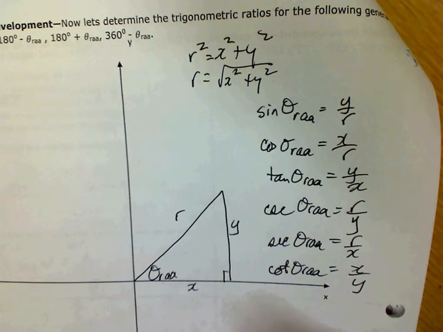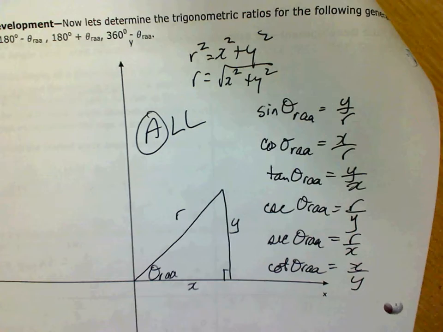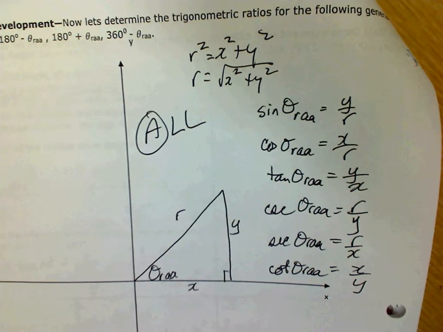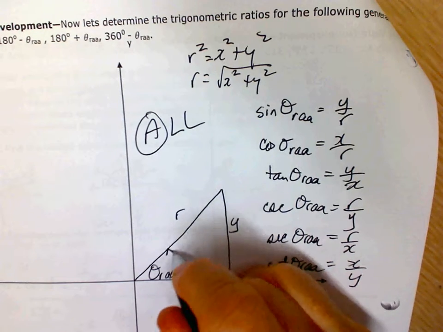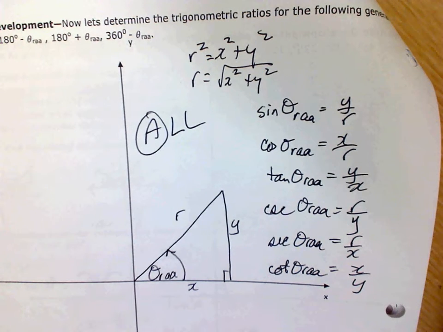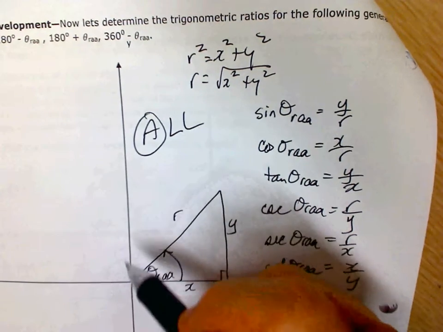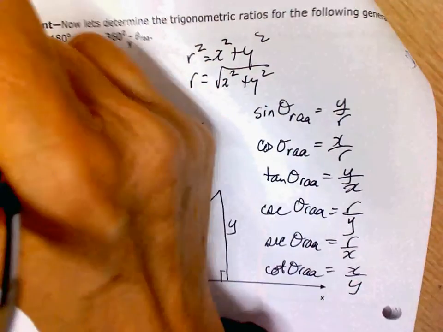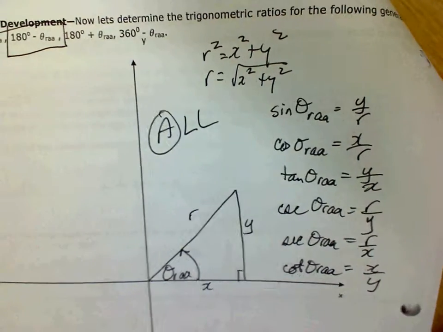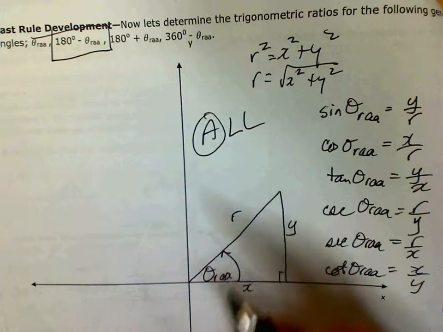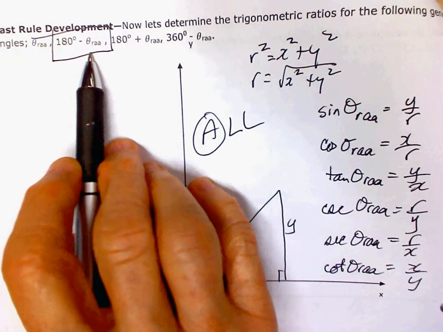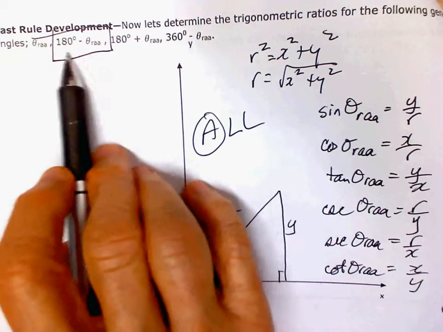All of them are positive here. All of them. Okay. Does this make sense so far? Now, any angle in this quadrant is 180 minus theta RAA, right? So if theta RAA is 20 degrees, then our theta is 180 minus 20, which is 160.